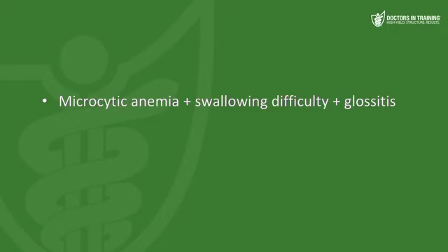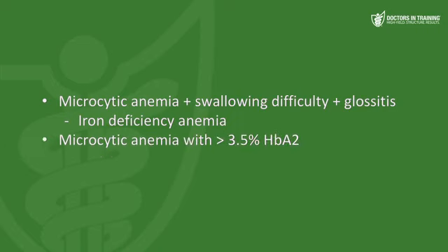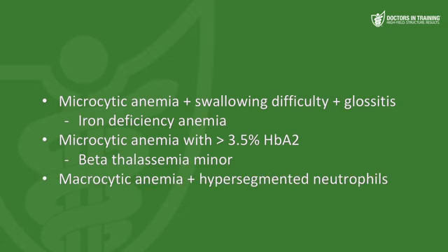And then the last question says, what is the cause of anemia given each of the following statements? Now, this is a review of anemias that we covered in this video and the previous video. So microcytic anemia with swallowing difficulty and glossitis is classic for Plummer-Vinson syndrome, which is associated with iron deficiency anemia. Microcytic anemia with greater than 3.5% hemoglobin A2 is beta thalassemia minor. Macrocytic anemia plus hypersegmented neutrophils is megaloblastic anemia, which is most commonly due to B12 or folate deficiency.